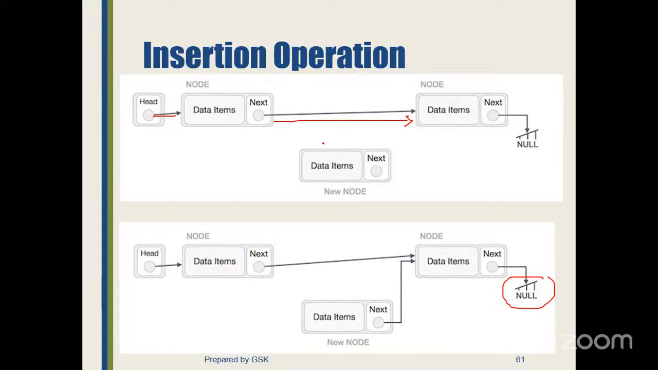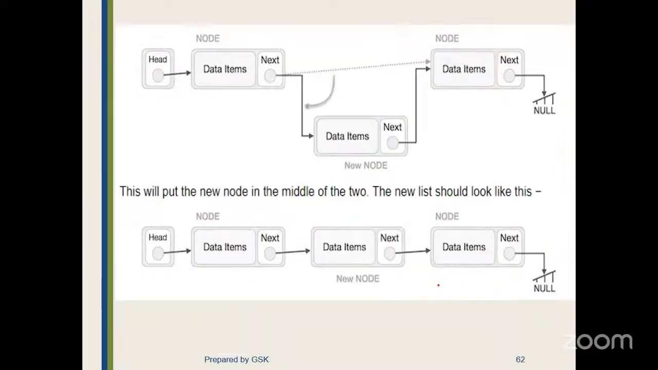Now, coming to the insertion operation, how to insert a new node. We need to change these links. This link will be diverted to the new one, and the new node's next link will be attached to the next node. We covered this already. Just recalling this. Observe this. The dotted line means we must disconnect that and connect this node address to the new node, and the new node's next address to this one. So now in between these two nodes, the new node will be inserted.